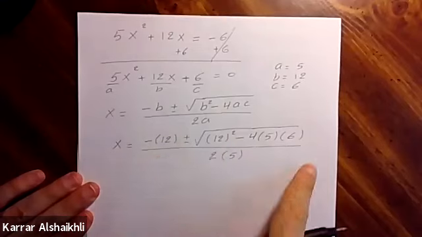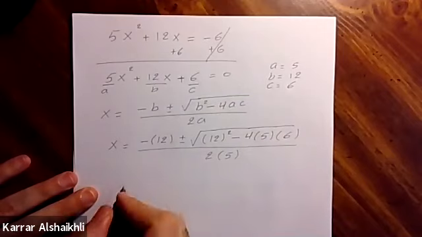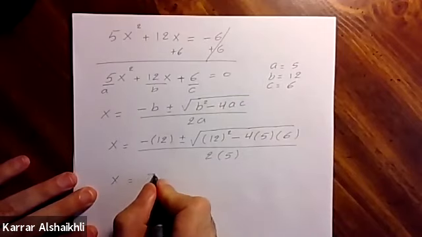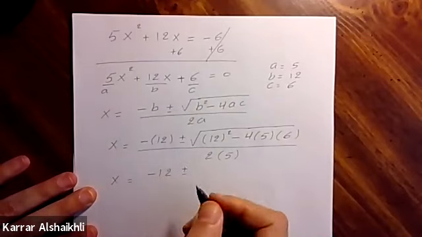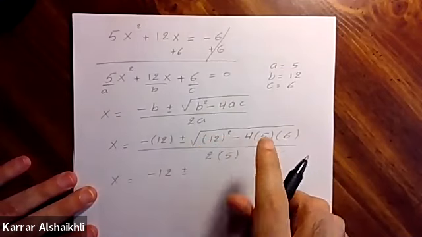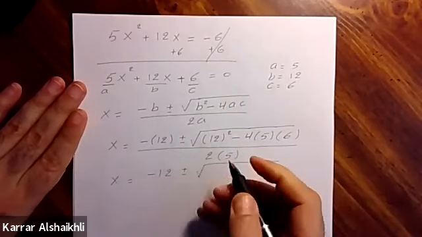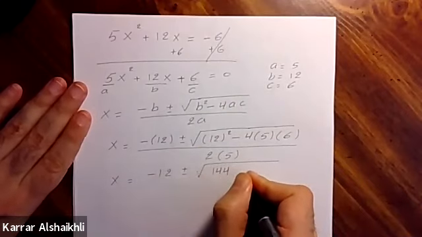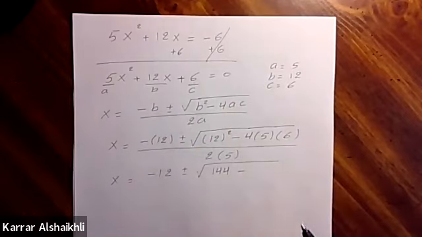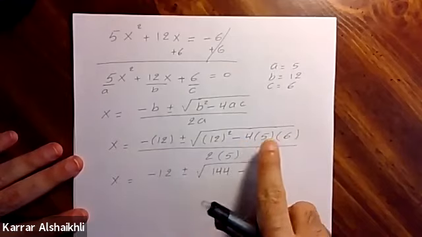You see everything on this side is a number, there is no variable. The only variable here is x, so I just have to simplify it. This is -12 plus, I have to simplify everything inside the square root. 12 squared is 144 minus 20 times 6. How much is 20 times 6? Let's say 30 here, so it's going to be 120.